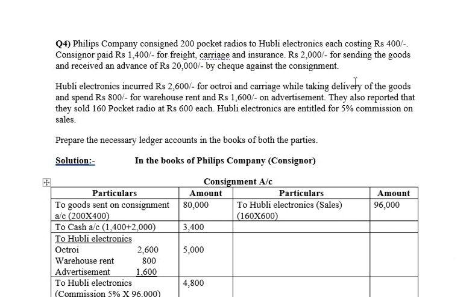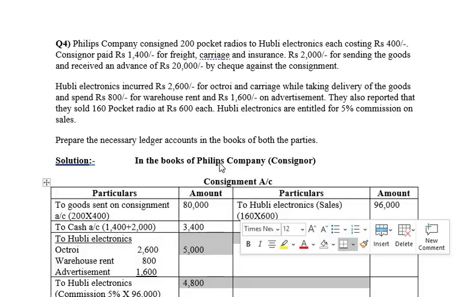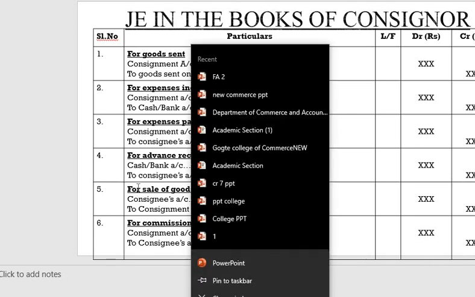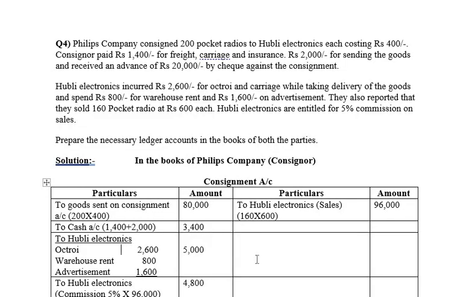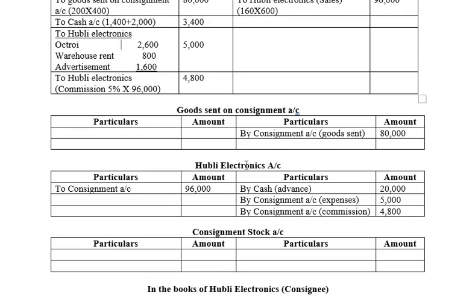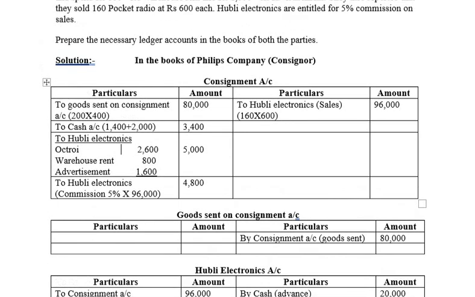Next, for receiving an advance of rupees 20,000. If there is an advance being received, then what is the entry for advance received? See, for advance received, cash or bank account debit to consignee's account. So cash or bank account is debited to consignee's account. Consignee's account means here, by cash. Let me just go back here.